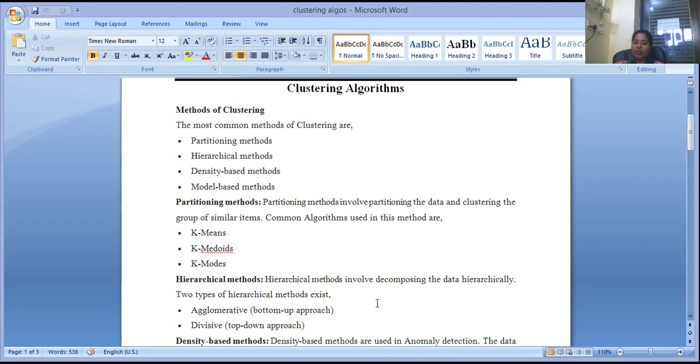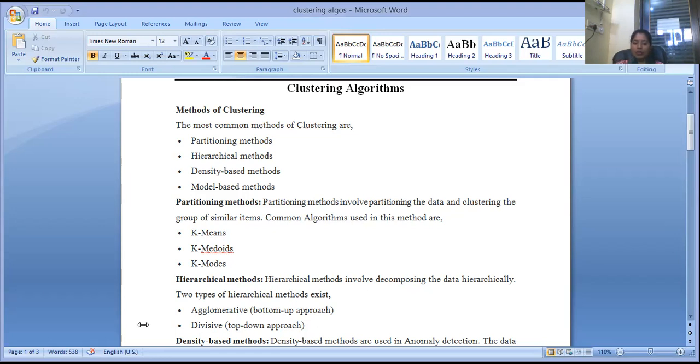Hierarchical methods involve decomposing the data hierarchically, isn't it? Two types of hierarchical method exist. The first is agglomerative, which is known as the bottom-up approach, and the second is divisive, which is the top-down approach.